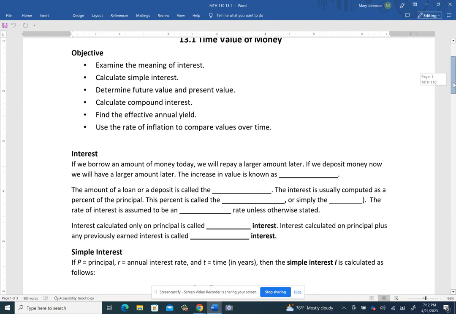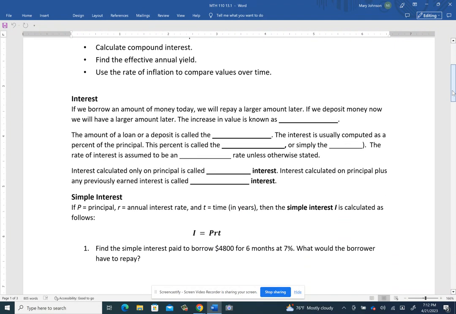Okay, so if we borrow money today, we have to pay a larger amount later. And if we deposit money today, we're going to have a larger amount in our account later. That increase in value is known as interest. So it can be applied to money you borrow, where the interest is how much you have to pay for that privilege, or interest can be the amount you earn when you deposit money in a bank account.